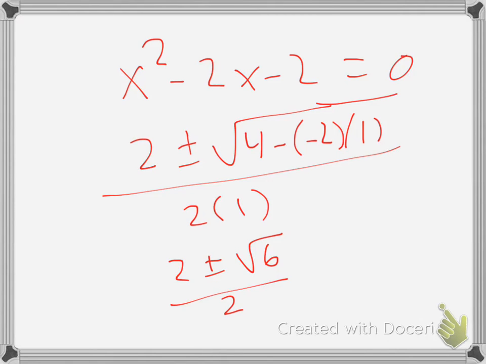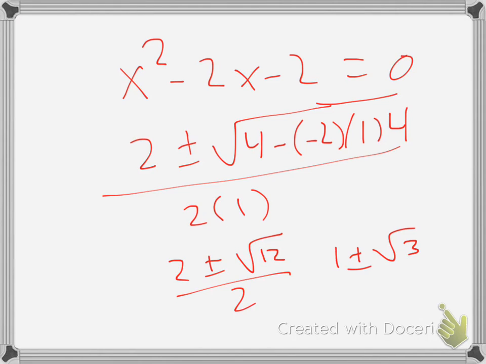Nope, I messed up, didn't I? It should be minus 4ac, so there should be a 4 here as well. So in that case, this is really not square root of 6. 4 there. This is square root of 12. There we go. And 12 is 2 square root of 3, so this all becomes 1 plus or minus square root of 3 when we're done.